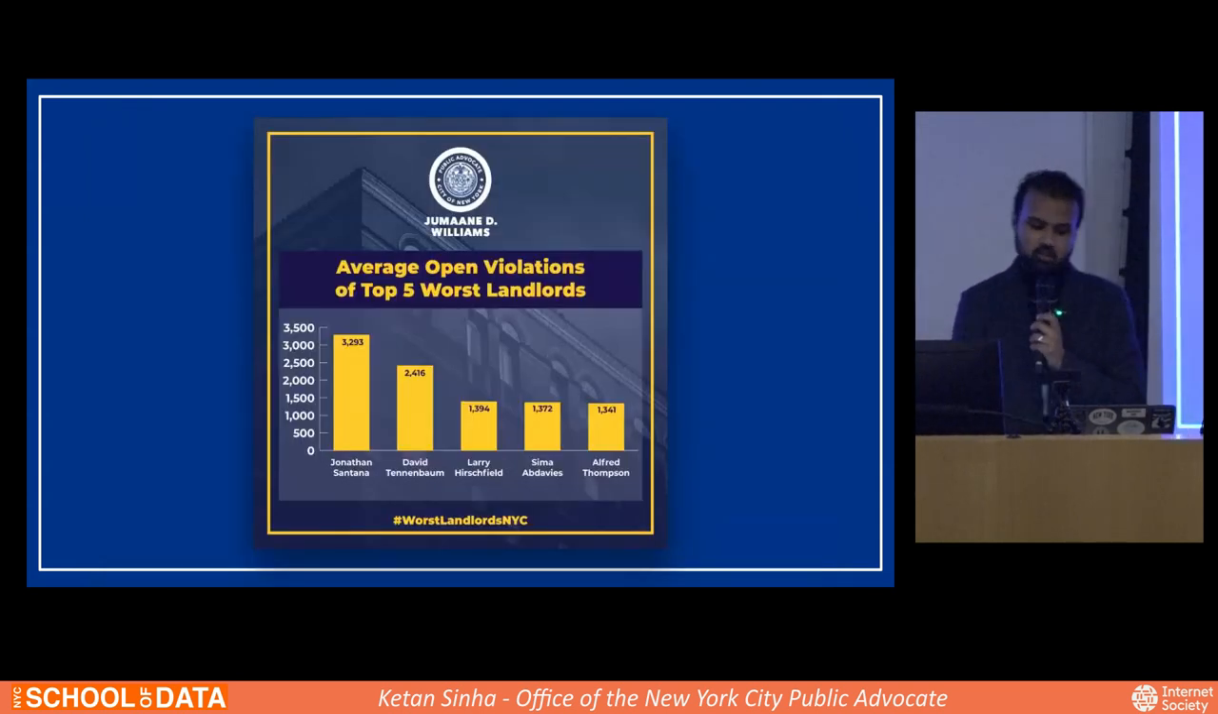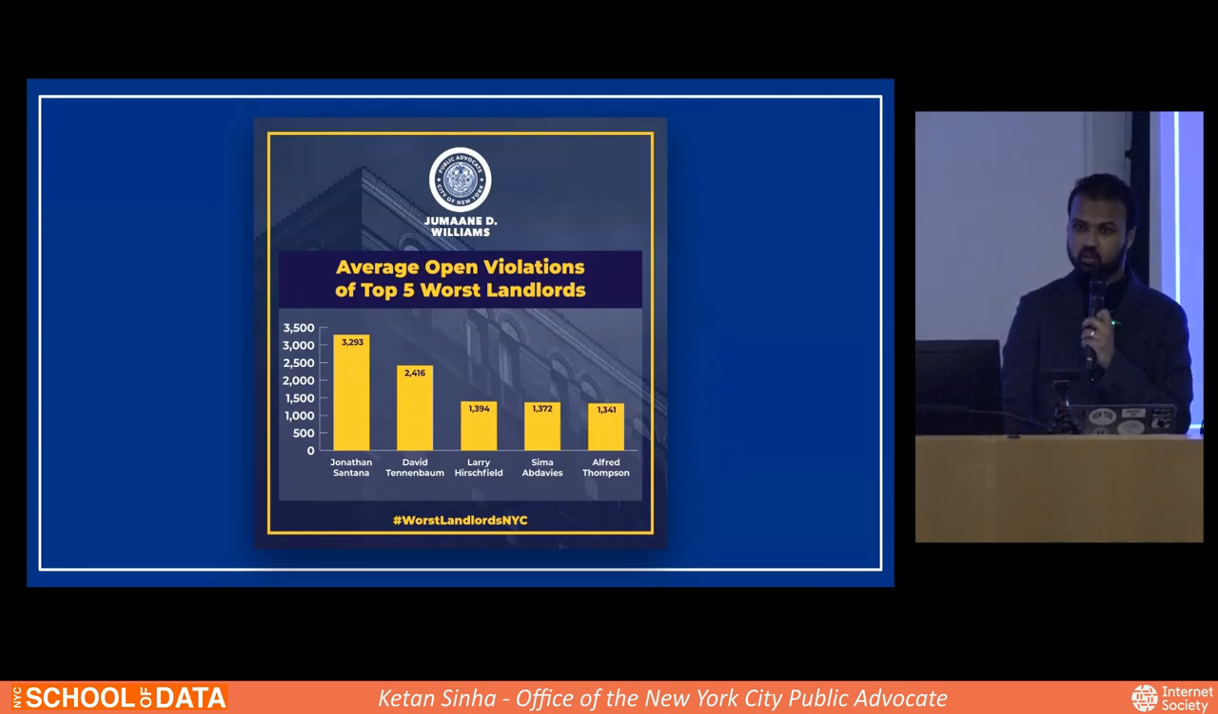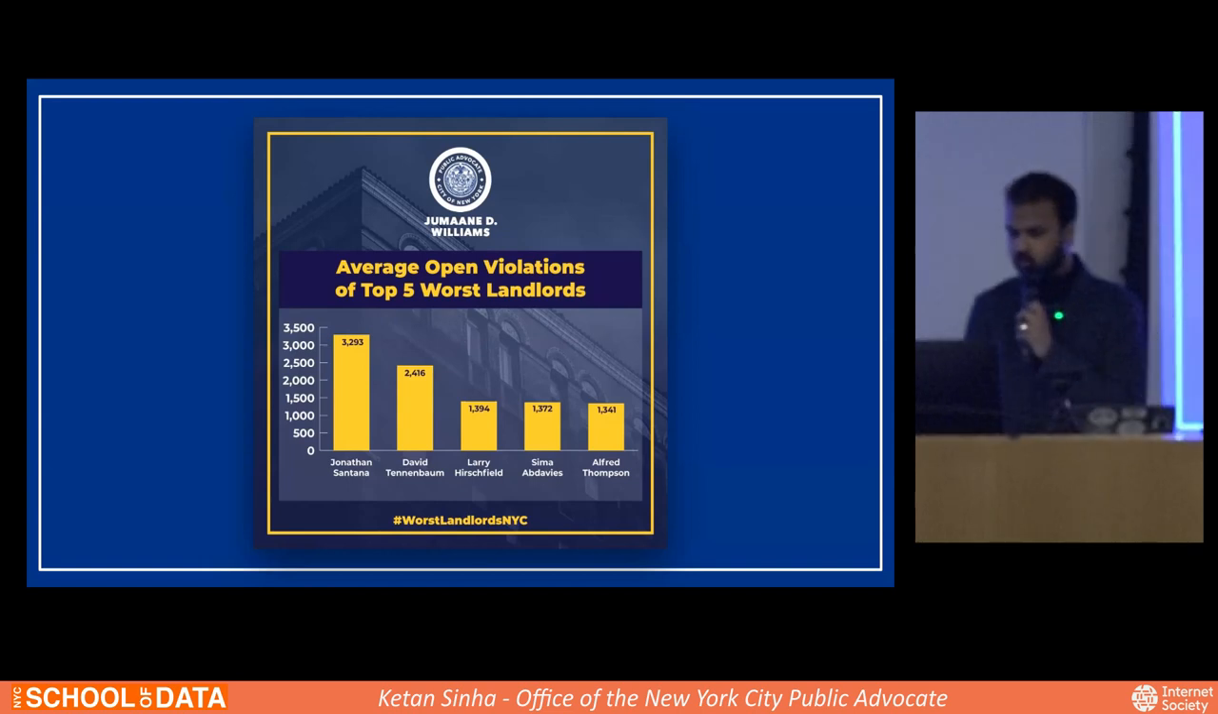The modern watchlist methodology relies on calculating the average of open violations per unit. This is done primarily to ensure that our rankings are not subject to open violation fluctuations, such as the lack of heat violations during the warmer summer months. Here, we can actually see the disparity even in the top five worst landlords of this past year in terms of their average open violations. Jonathan Santana / David Opshalo has almost 2,000 more than the number five worst landlord.